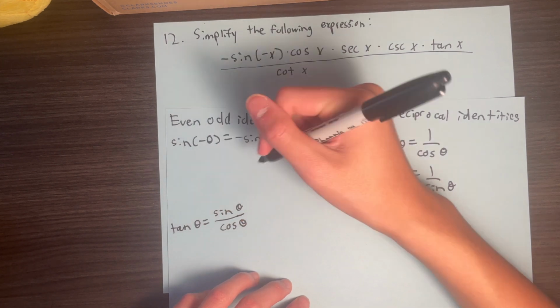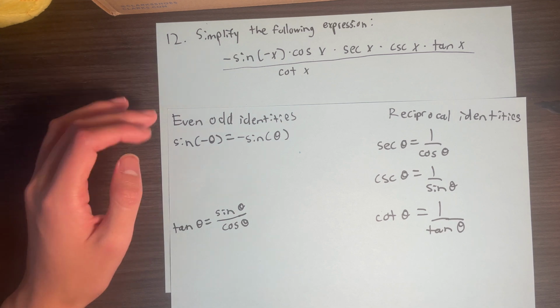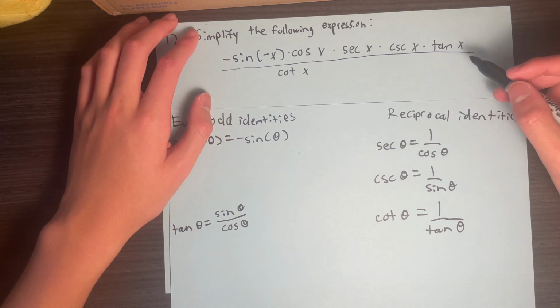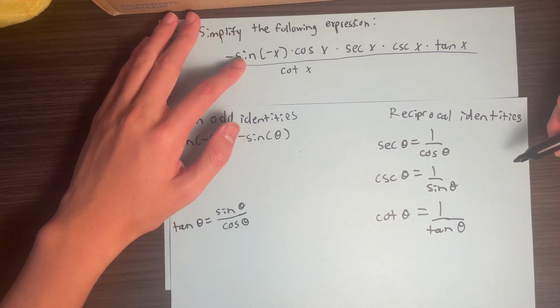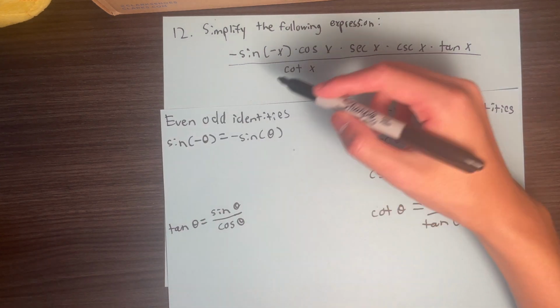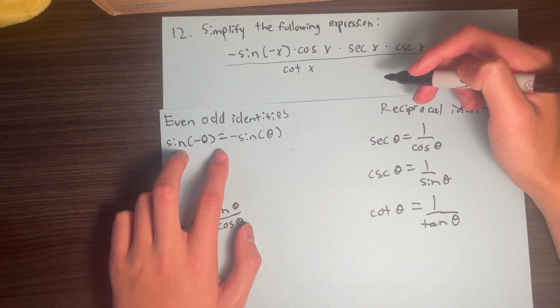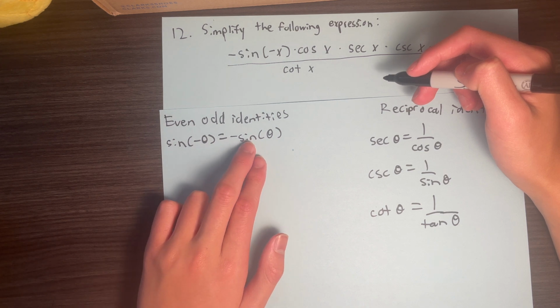So essentially what I'm doing is simplifying each expression down into sine and cosine. For example, with this tangent, we simplify to sine of x over cosine of x. Now we can simplify each term, multiply all of them, and see if we have any like terms to cancel. So negative sine of negative x: if we look at this even-odd identity, we can essentially flip the signs, so negative sine of negative x would equal sine of x.